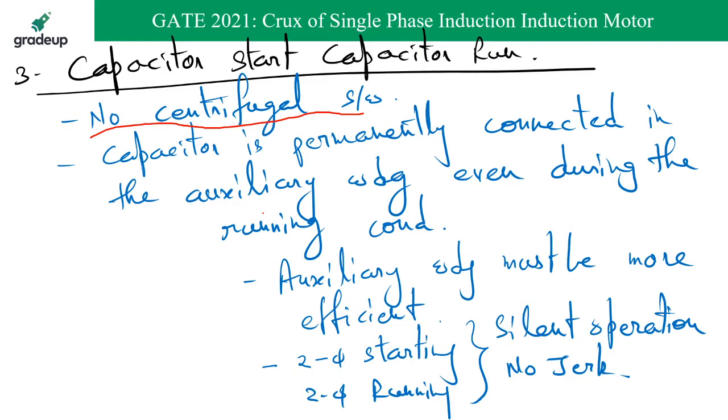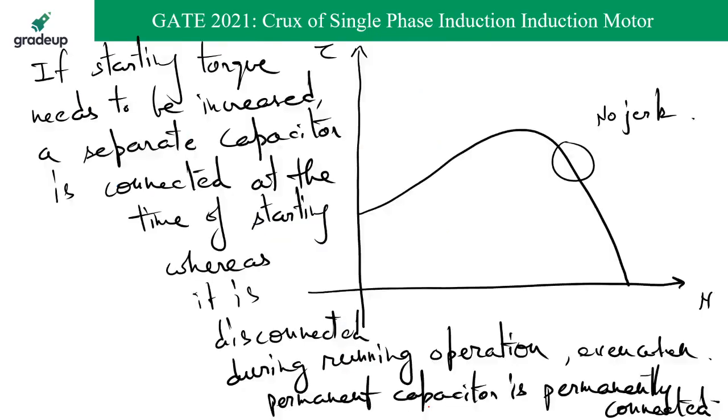It is actually a two-phase motor. It is not a single-phase motor. But just because we are using this method for starting a single-phase motor, that is why we are calling it single-phase. Otherwise, you can say both starting and running, the operation is two-phase. Are you getting my point clear in your mind?